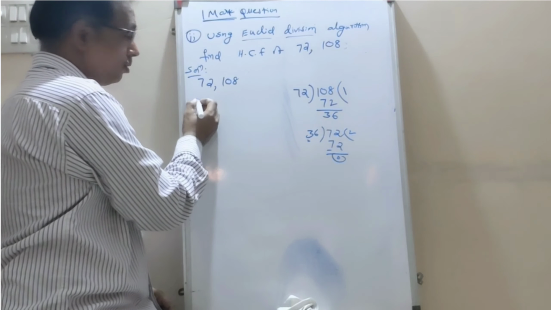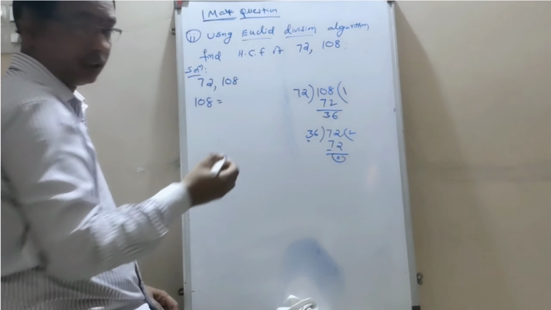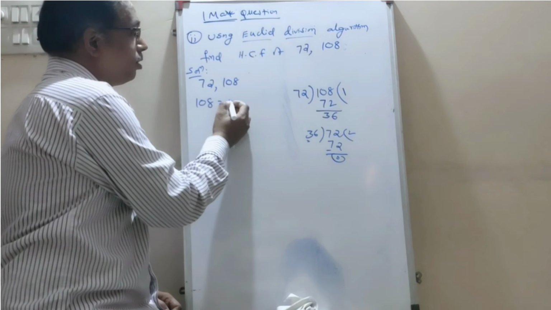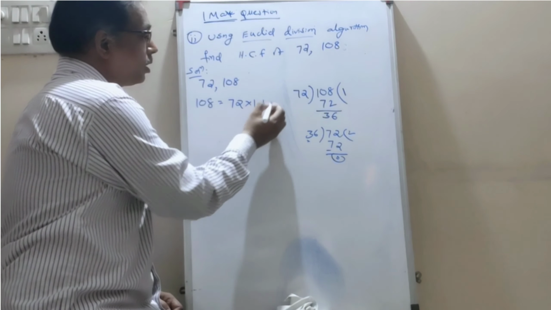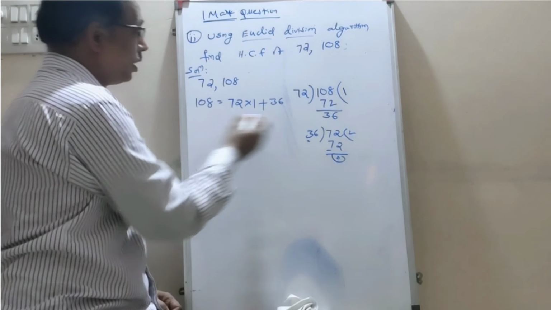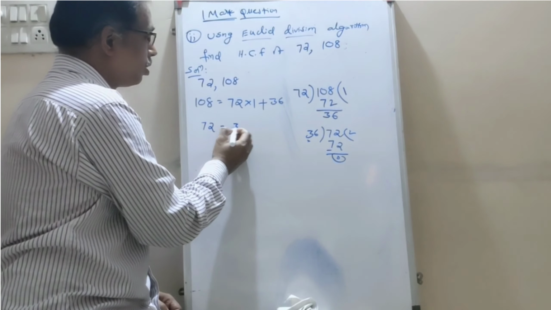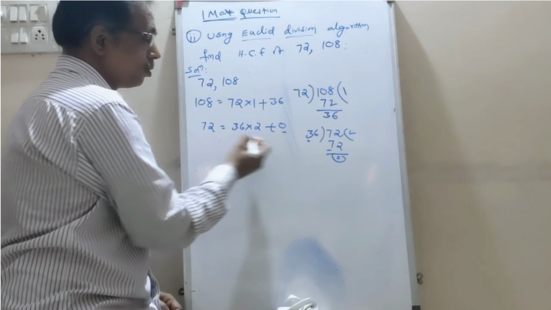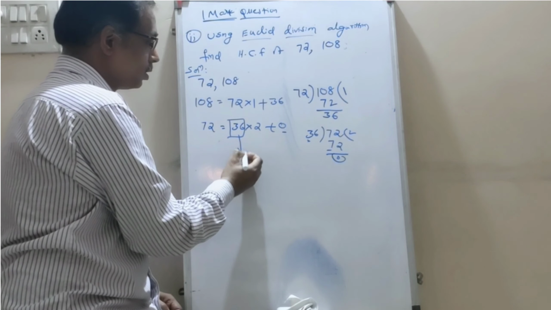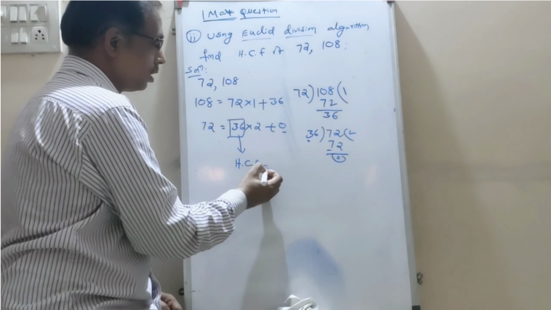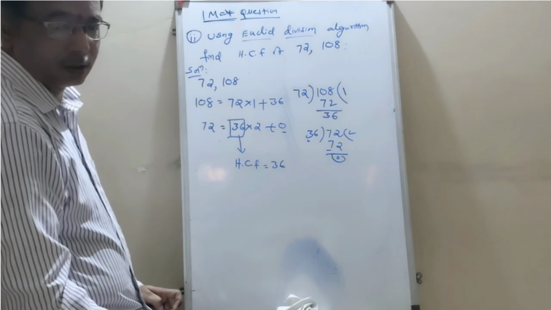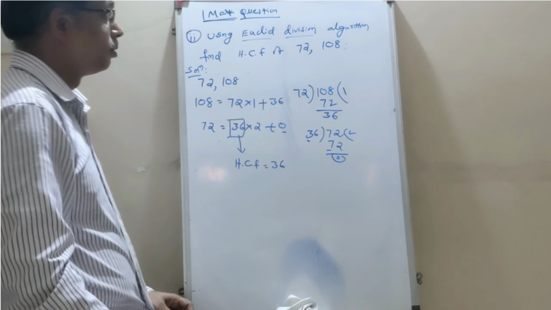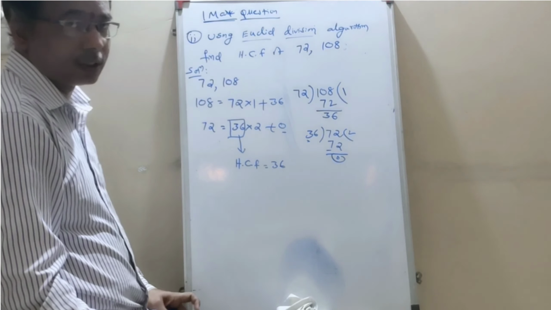But we have to write it in Euclid division algorithm form, that is A is equal to BQ plus R type. So 108 is equal to 72 into 1 plus 36, and again 72 is equal to 36 into 2 plus 0. Where you get the 0, that divisor 36 is taken as the HCF. So like this you have to find the HCF using the Euclid division algorithm.